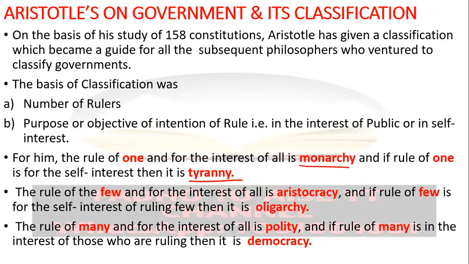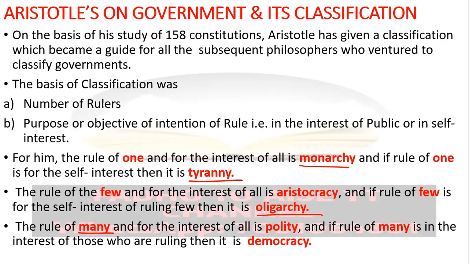If there is the rule of a few people, and those few are ruling in the interest of all, then that is called aristocracy. And if those few people are ruling in self-interest, in the interest of their family, if there is nepotism, then that rule is called oligarchy. And if there is the rule of many, here many means the educated middle class, and if that educated middle class rules in the interest of all, then this will be known as polity.